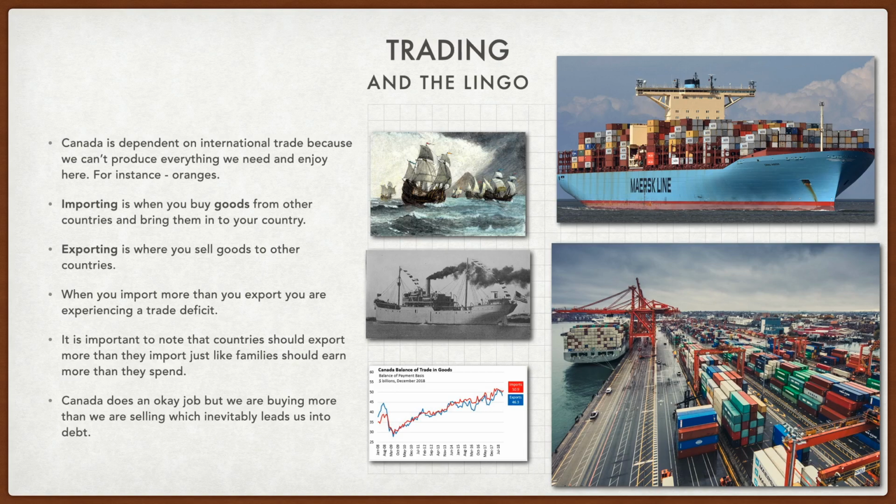Canada relies on selling some of the stuff that we have easy access to in order to get stuff that we don't have easy access to. And when we're buying things and bringing them in, it's called importing. Importing is when you buy goods from another country and bring them into your country. On the other hand, exporting is where we sell our goods to other countries. Those are two words that you should try and remember. When you import more than you export, you're experiencing what's called a trade deficit. So often, if you ever listen to politics, they always talk about the deficit.